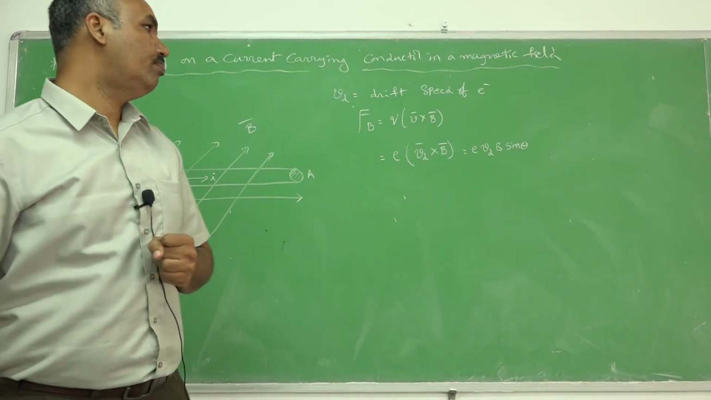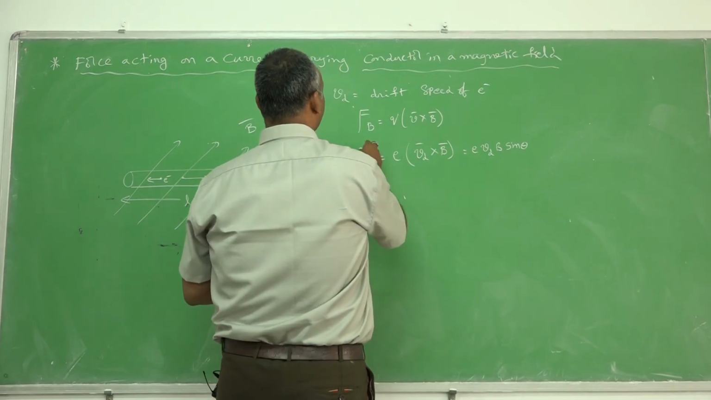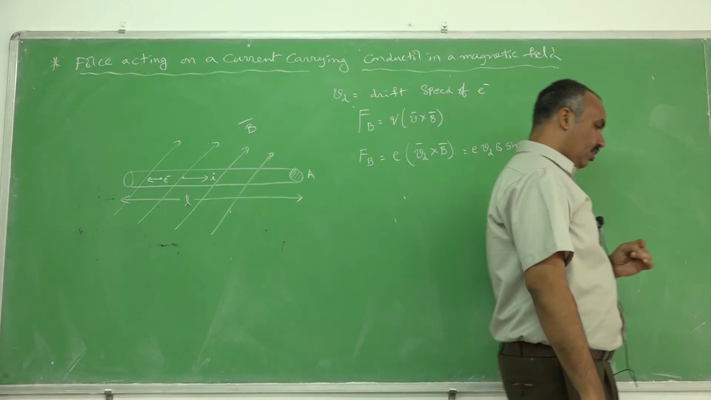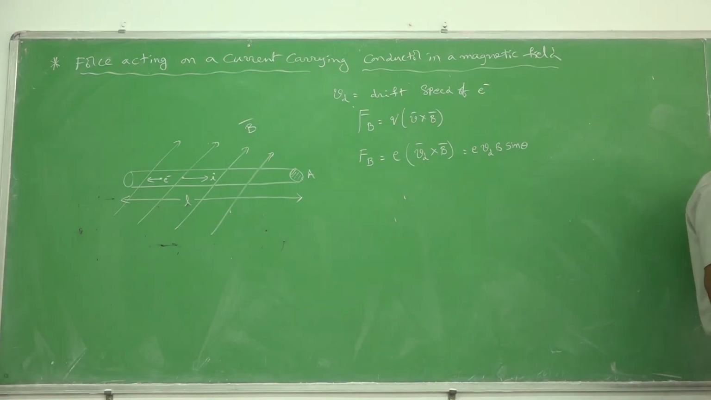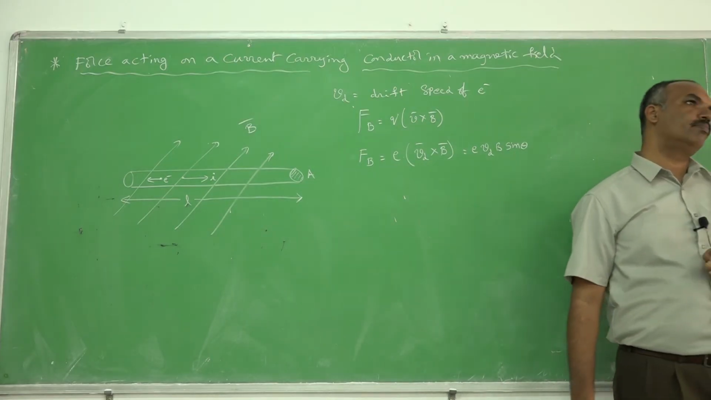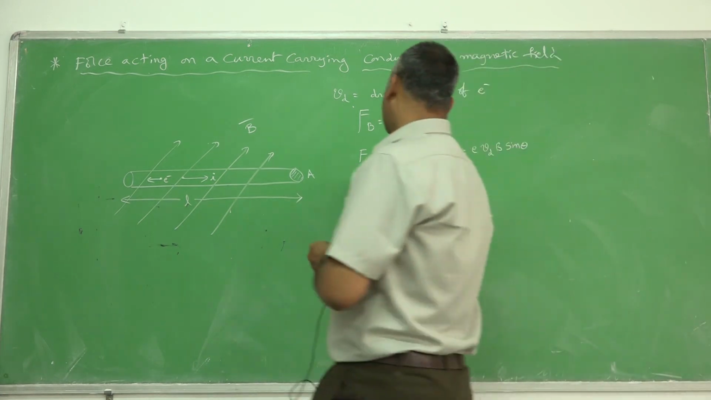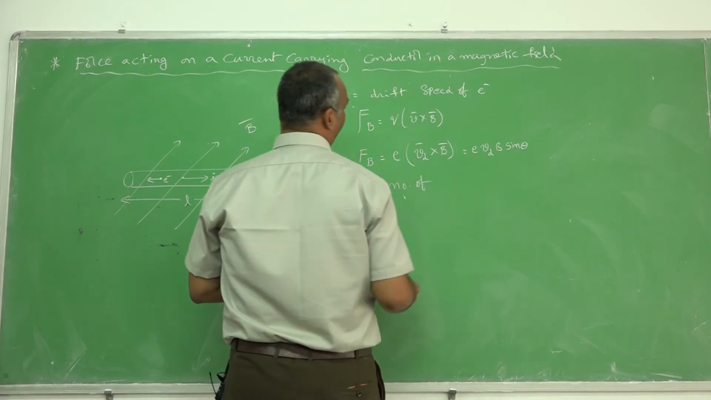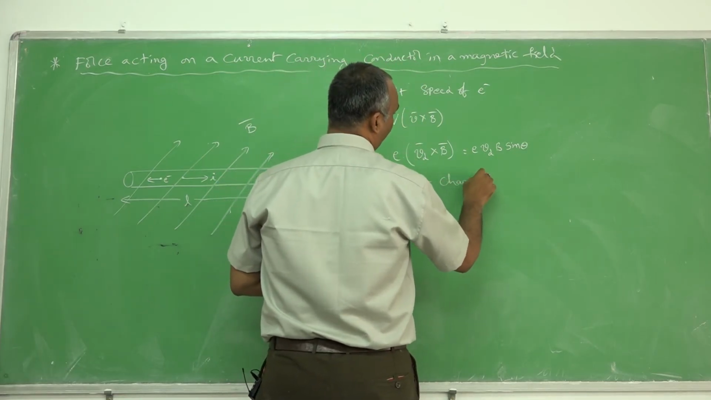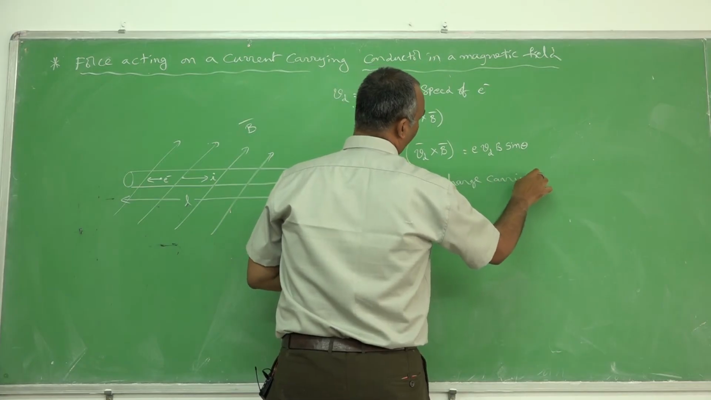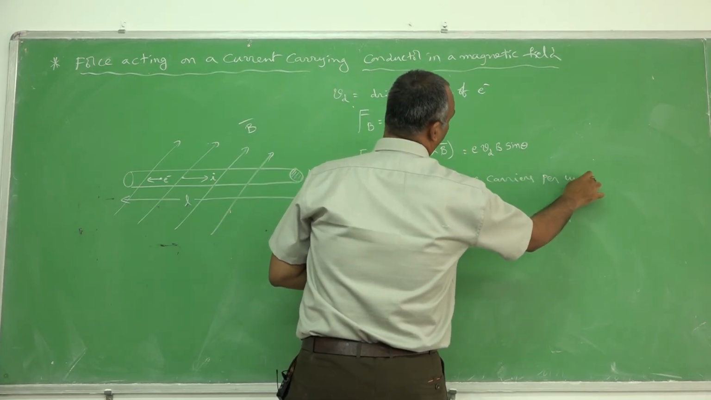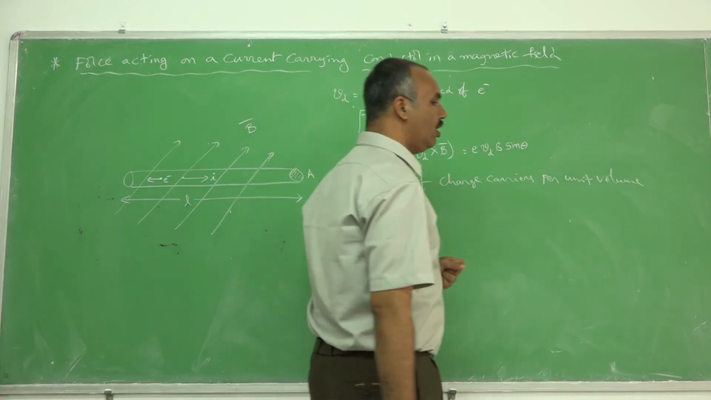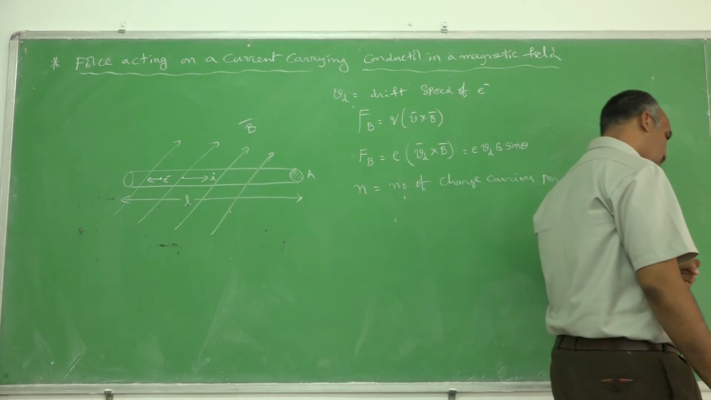Now, this is the force experienced by the particular electron which is moving in the conductor with a constant speed called drift speed. Here, let us define small n, the number of charge carriers per unit volume. Small n is the number of charge carriers per unit volume.